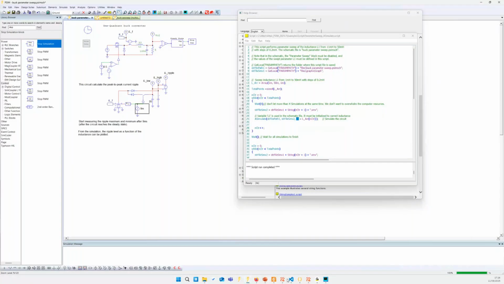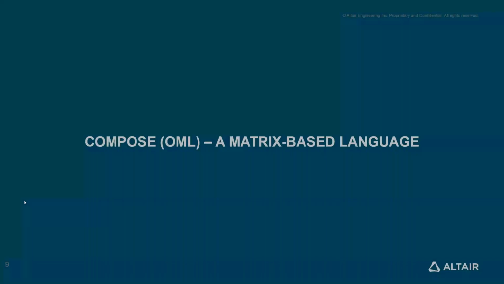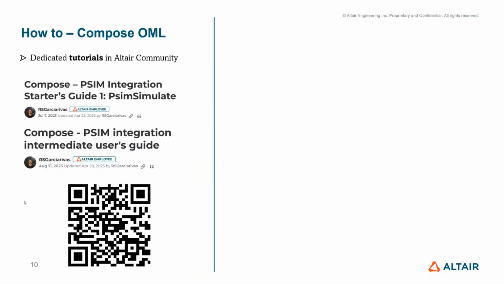Now, we are a bit behind on time, so let me continue with the other methods because there are other exciting things to talk about as well. Moving on, we'll talk about the Compose OML approach. This is a matrix-based language, so if you're familiar with MATLAB or Octave, this will seem very easy to you. There are dedicated tutorials in our Altair community regarding this method. I will leave this slide up for a few seconds for you to scan if you want. The tutorials were made by my colleague Rafael, and there are both a starter's guide and an intermediate user's guide.